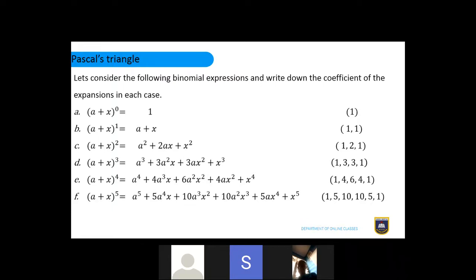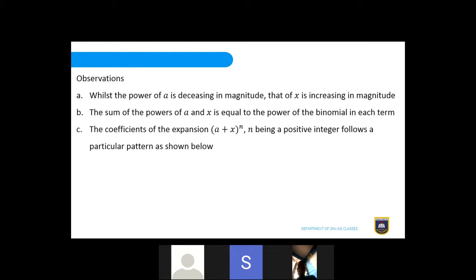So when you have exponent 5, you are going to get 6 terms. When you have exponent 4, in your expansion, you must get 5 terms. Exponent 3, when you expand, you must get 4 terms. Exponent 2, when you expand, you must get 3 terms. Exponent 1, when we expand, we get 2 terms. Exponent 0, when we expand, we get 1 term. Let's go to the pattern now.